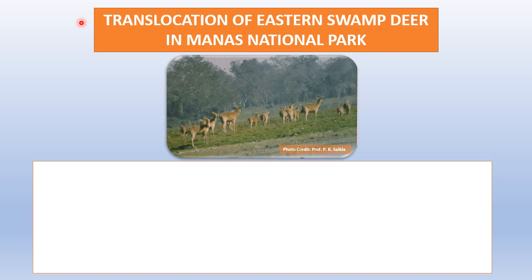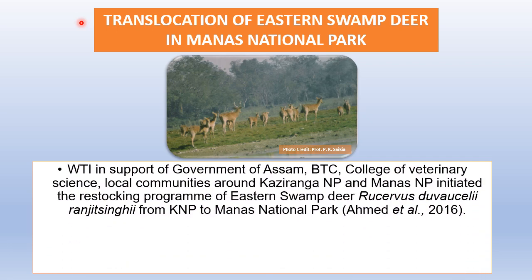It is also called as hard ground barasingha, found in Kanha National Park in Madhya Pradesh. And third one is eastern swamp deer, that is Rucervus duvaucelii ranjitsinhi, found in Kaziranga National Park. So here I am talking about the translocation of the eastern swamp deer from Kaziranga to Manas.